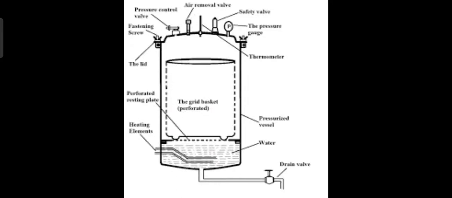This is the picture showing the construction of autoclave. You can see water and heating elements at the bottom, a perforated resting plate, and the perforated grid. In the lid you can see the thermometer, safety valve, pressure gauge, air removal valve, pressure control valve, the screw, and the lid. At the bottom you can see the drain valve.